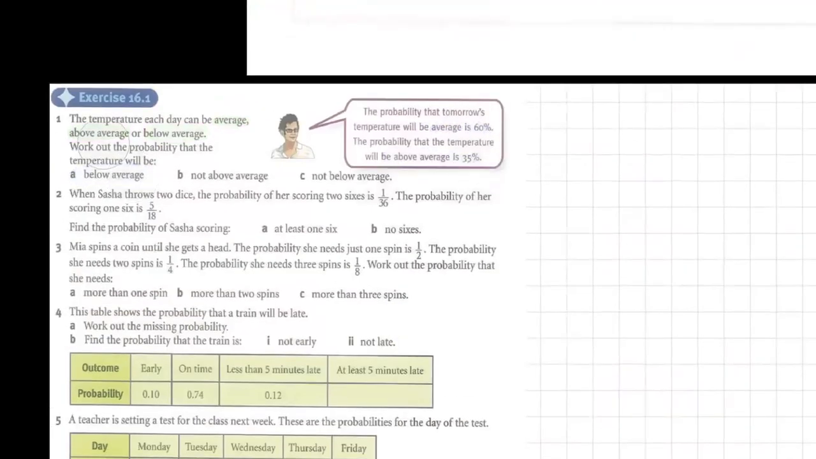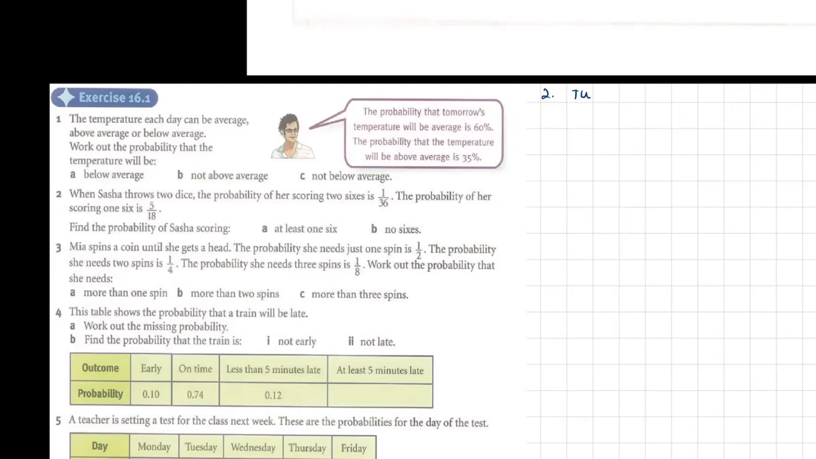Okay, for question number 2, it says here, when Sasha throws 2 dice, the probability of her scoring 2 sixes is 1 over 36. The probability of her scoring 1 six is 5 over 18. So what would be the other option? So it can only be the outcomes that we can list out. What are the possible outcomes that there will be?